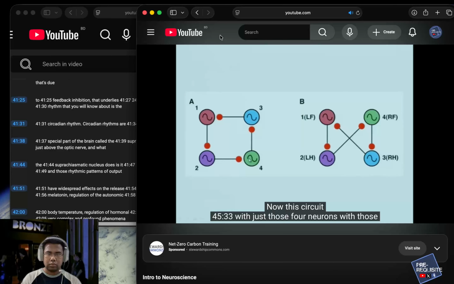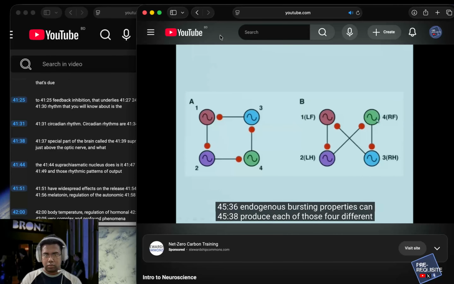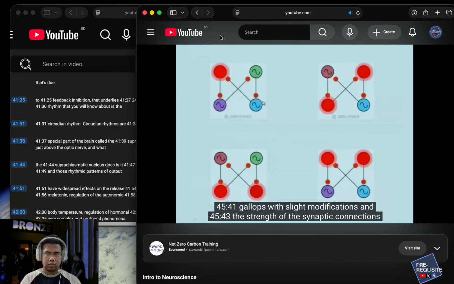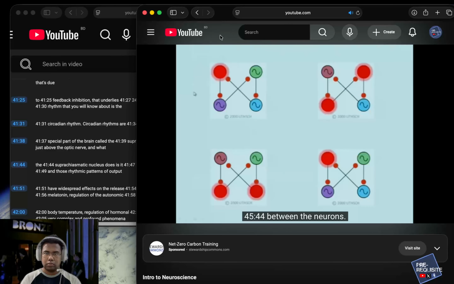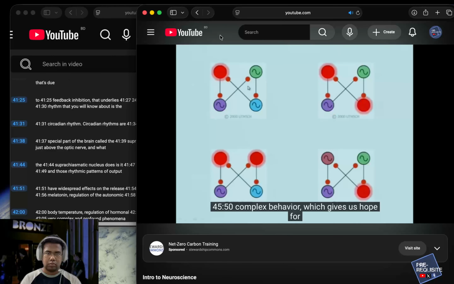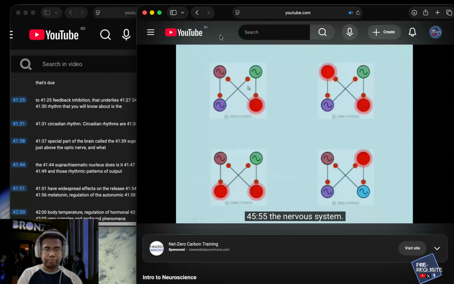Now this circuit, with just those 4 neurons, with those endogenous bursting properties, can produce each of those 4 different gallops with slight modifications in the strength of the synaptic connections between the neurons. So here's an example where this relatively simple circuit can, at least in principle, produce a fairly complex behavior, which gives us hope for understanding more complex behaviors in the nervous system.